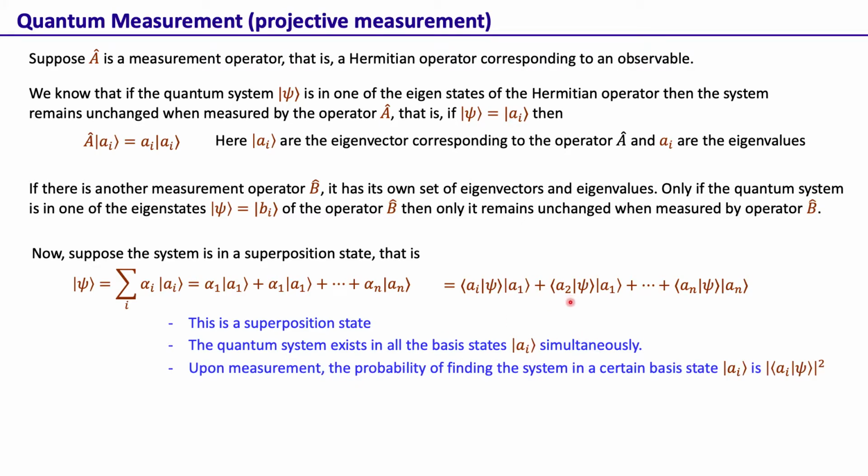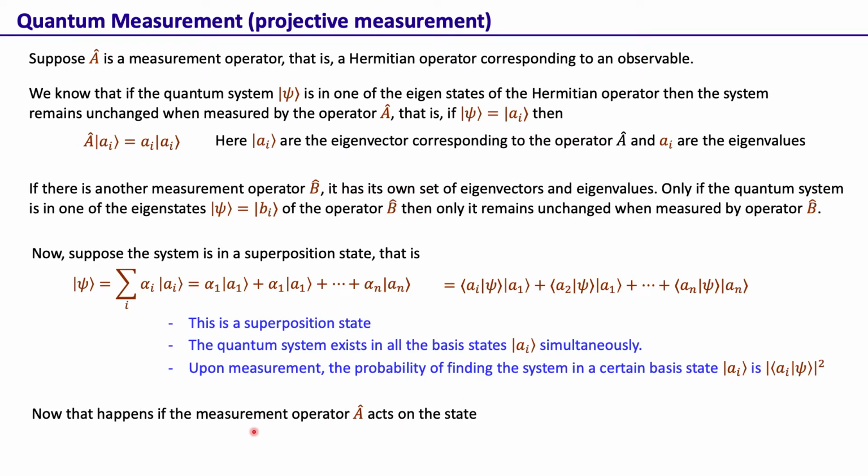But upon measurement, of course, we will find this to be in one of the eigenkets, either A1, this should be A1, that should be A2, and this should also be A1. Okay, so when this is a superposition state, the quantum state exists in all these basis states Ai simultaneously. And when we do the measurement, the system then collapses into one of the eigenkets, A1, A2, or An. And the probability of finding the system in a certain basis state is |<Ai|psi>|^2, and this we get through this state representation. This we already know.